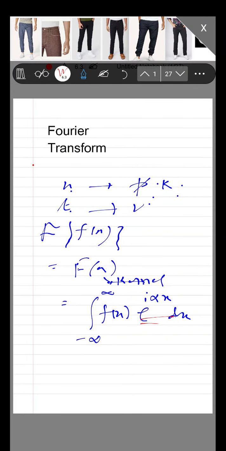This one. This is actually the kernel, e to the power i alpha x. So this is the Fourier transform. Similar to this Fourier transform, we have an inverse Fourier transform as well.